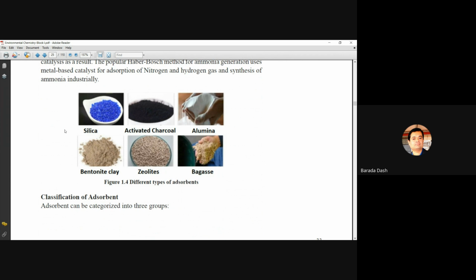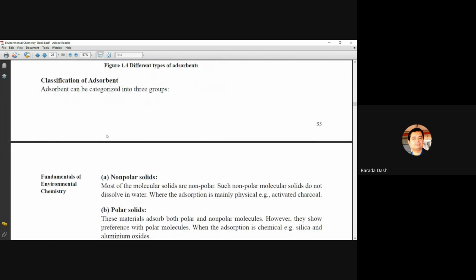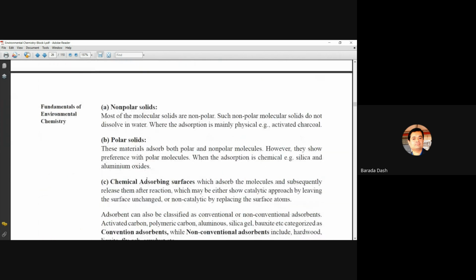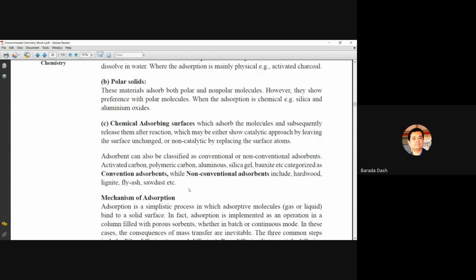Classification of adsorbents: adsorbents are categorized into non-polar solids, polar solids, and chemical adsorbing surfaces. Adsorbents can also be classified as conventional and non-conventional adsorbents. Activated carbon, polymeric carbon, aluminous, silica gel, bauxite, etc. are categorized as conventional adsorbents, while non-conventional adsorbents include hardwood, lignite, fly ash, and sawdust.